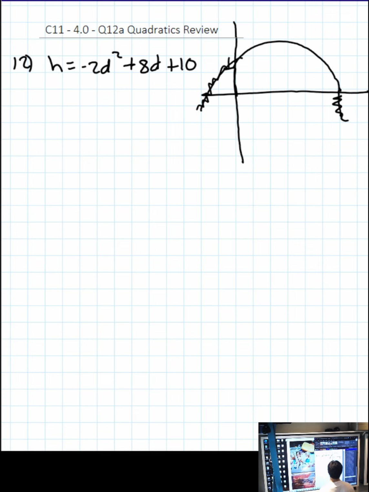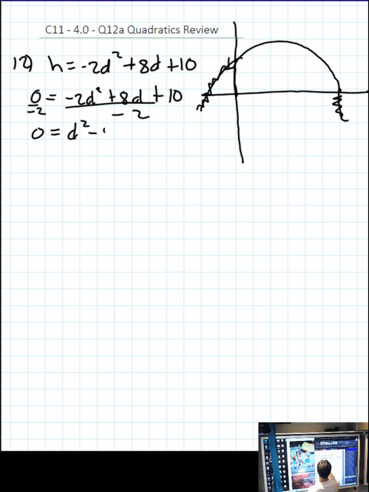So the first thing we're going to do is try and find x-intercepts by factoring it. So let's first of all put 0 in for h. So 0 equals negative 2d squared plus 8d plus 10. And let's divide both sides by negative 2. Very carefully, 0 equals d squared minus 4d minus 5. Two numbers that multiply together to make negative 5 and add to get negative 4 are d minus 5 and d plus 1. And we can say d equals 5, and we can say d equals negative 1.